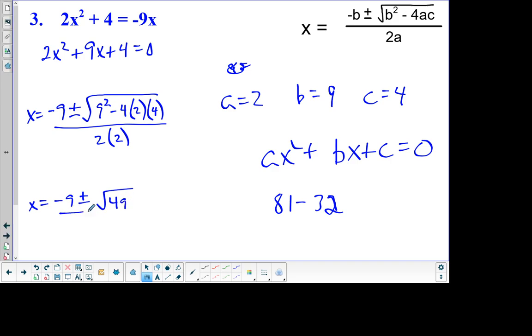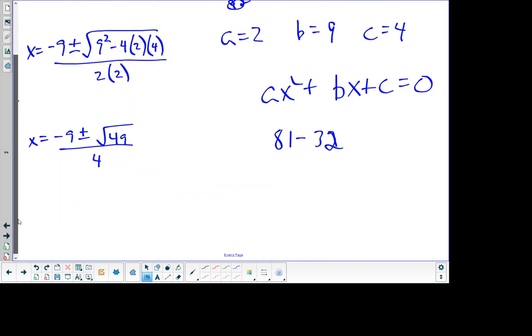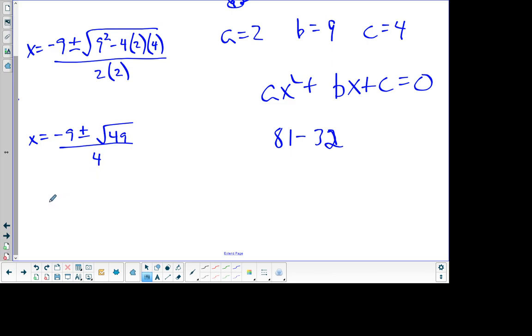And don't forget the 2a. What's 2 times 2? 4. All right. So, square root of 49 is? 7. So it's going to be negative 9 plus 7 over 4, or x can be negative 9 minus 7 over 4.